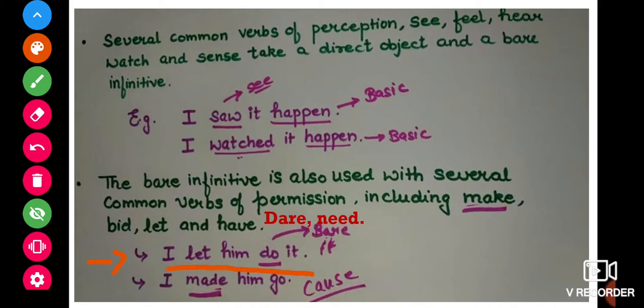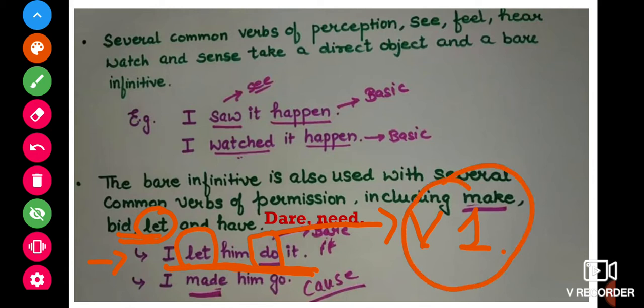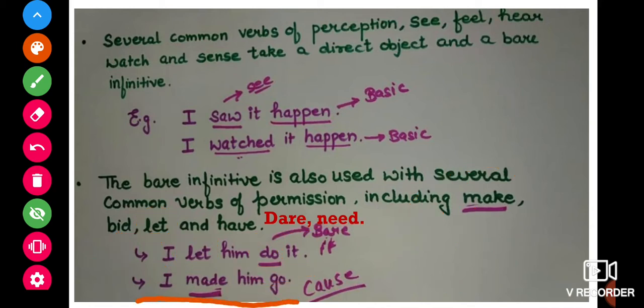I let him do it. Here we can see that let is in the list of words. With these words we use bare infinitives. So in this sentence, I let him do it, do is in V1 form. So this do is our bare infinitive. Let us read this example. I made him go. Here made is again in this list, make. Go is in V1, which is our bare infinitive.